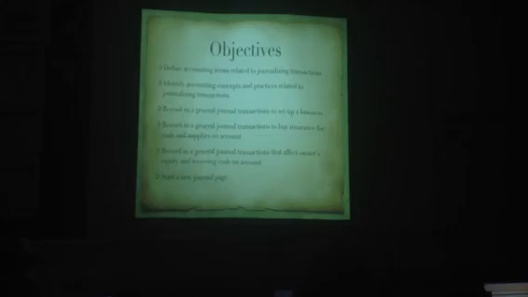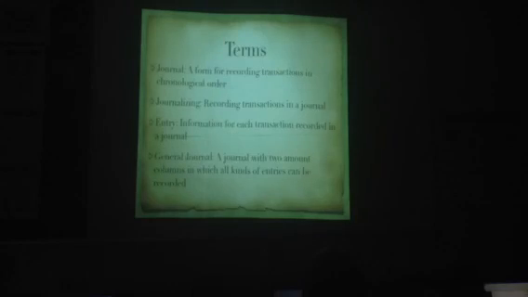Okay. All right. Identify accounting concepts. Record in the general journal transactions to set up a business. Record in the general journal transactions to buy insurance for cash and supplies on account. Record in the general journal transactions that affect owner's equity and receiving cash on account, and start a new journal page. Terms. A journal.